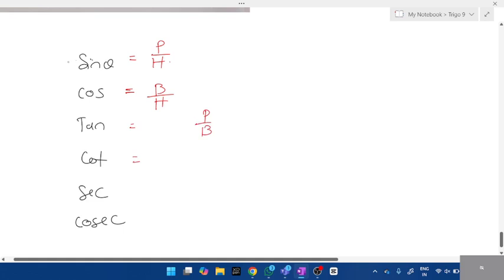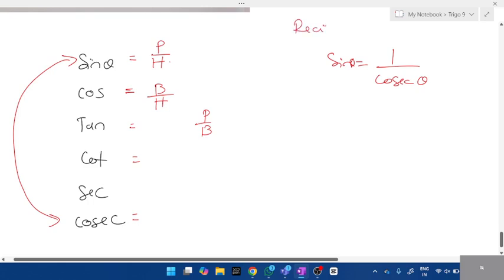Now use the reciprocal relation. Left hand side reciprocal. Sine is reciprocal to what? Cosec. So sine is equal to, how do you write a reciprocal value? 1 by cosec theta. Sine is equal to 1 by cosec theta. We call it the reciprocal relation. Okay, if sine is perpendicular by hypotenuse, what is cosec?